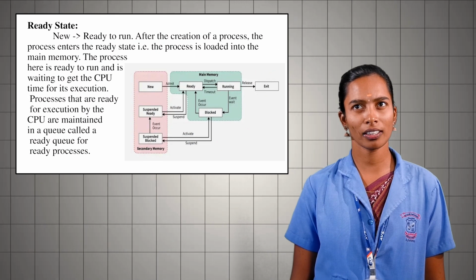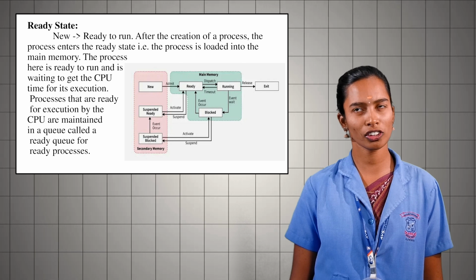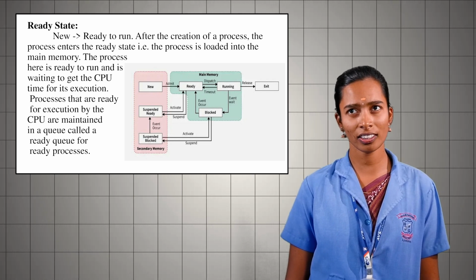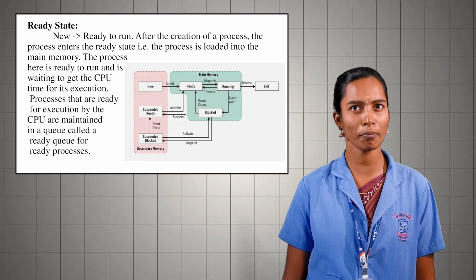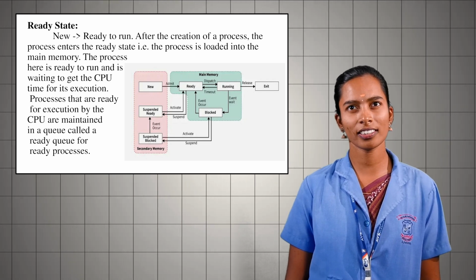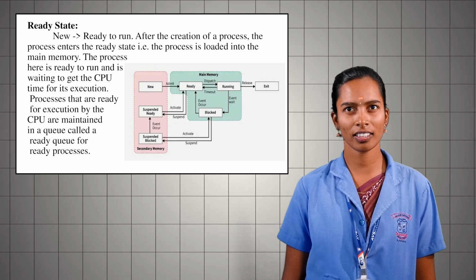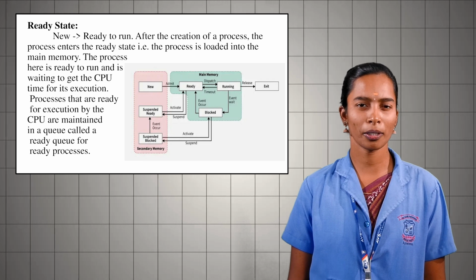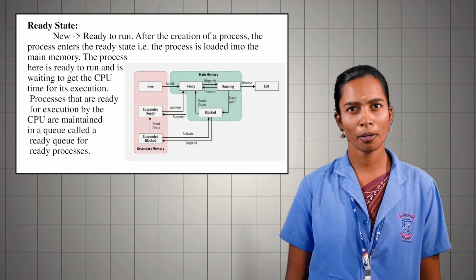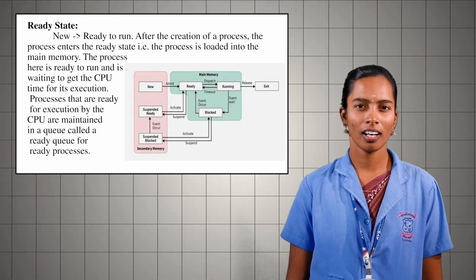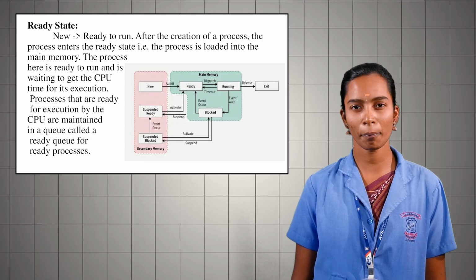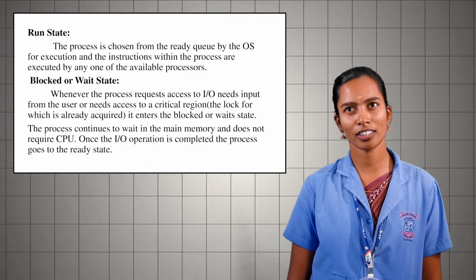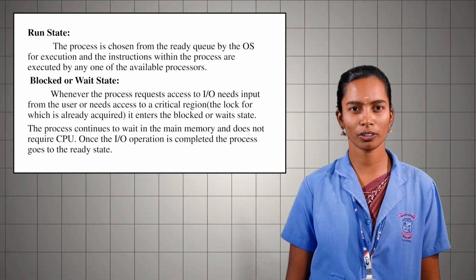Ready. After the creation of a process, the process enters this state, where it is loaded into the main memory. The process here is ready to run and is waiting to get CPU time for execution. Processes that are ready maintain a sequence called a ready queue for the processor. Next, run state. The process is chosen from the ready queue.